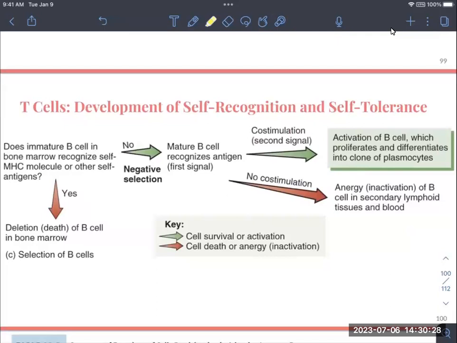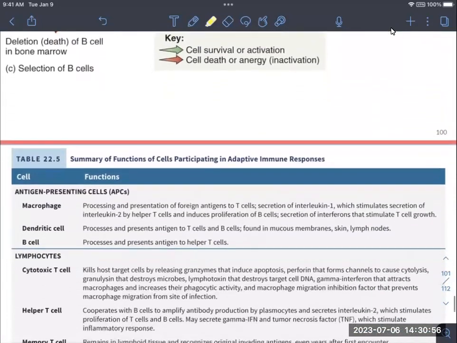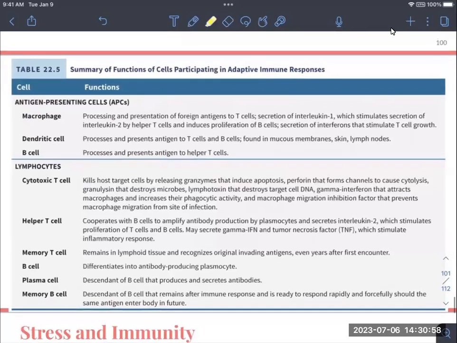So these B cells in that bone marrow, if they start to recognize self cells, they get deleted. Once mature, they go out and through to circulation. Through co-stimulation, they will make plasmacytes. If there's no co-stimulation, they become inactivated for life. So here's all the different types of antigen presenting cells, all the different types of lymphocytes and what they do.